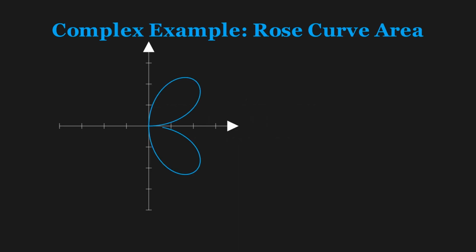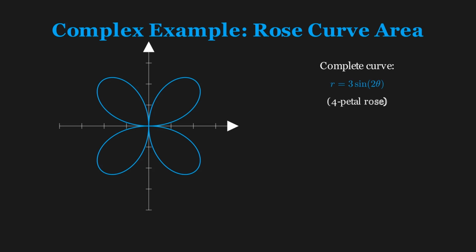First, let's see the complete rose curve. The equation r equals 3 sine 2 theta creates this 4-petaled rose. Each petal is identical due to the symmetry of the sine function, so finding the area of one petal tells us about all of them.